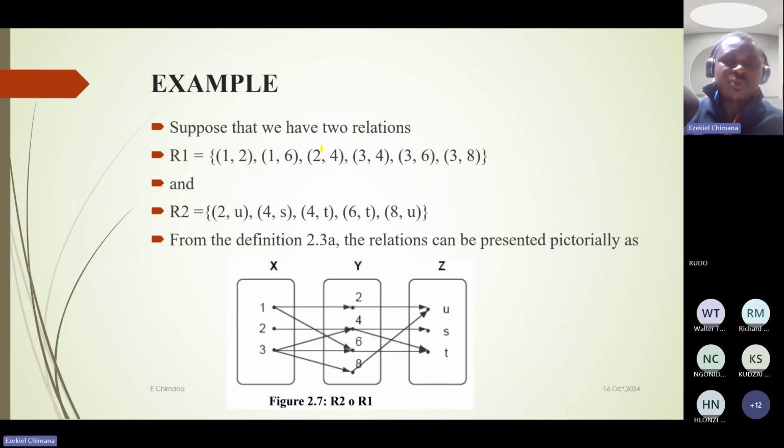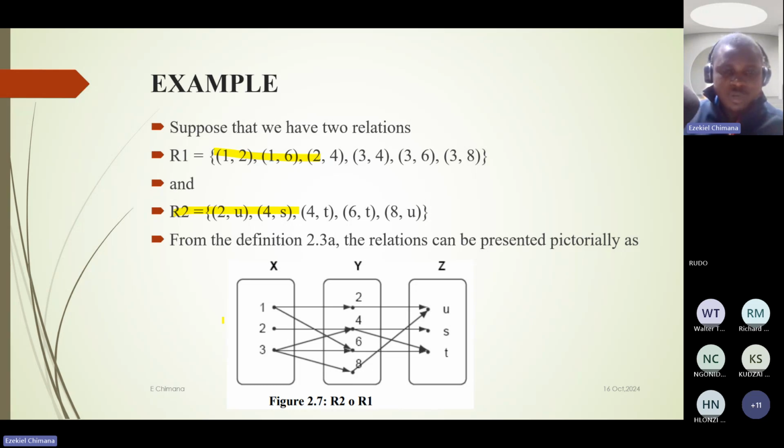So for an example, suppose that we have got two relations, this is the relation R1 that we have, and this is the relation R2. From the definition, the relation can be represented pictorially. Here you've got 1, 2, then you match 1 with 2 because it's X and Y. Then you come also to R2, you match Y and Z because R2 is a relation between Y and Z. R1 is the relation between X and Y. So here you match 1 and 2, you match 1 and 6, you match 2 and 4, then 3 and 4, just like that. After that, you match this one, 2 and U, and so on.